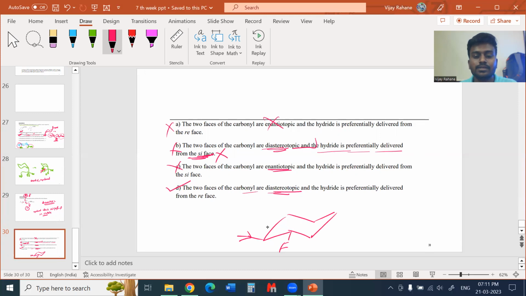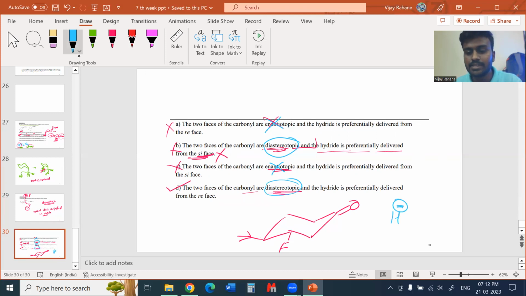Because if you see here, there are two chiral centers already present. So the faces will obviously be diastereotopic, not enantiotopic. So these two options get neglected by default. And of the remaining, the hydride ion, when released by NaBH4, attacks on the axial side. Axial attack is preferable. So that's why option D is the correct option.